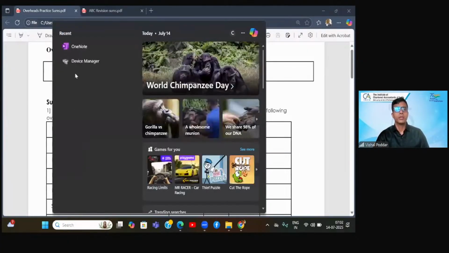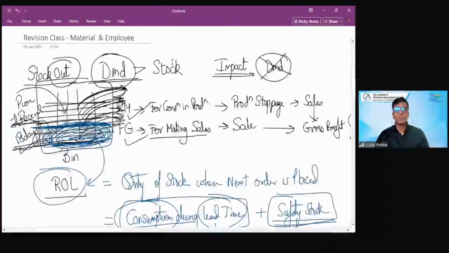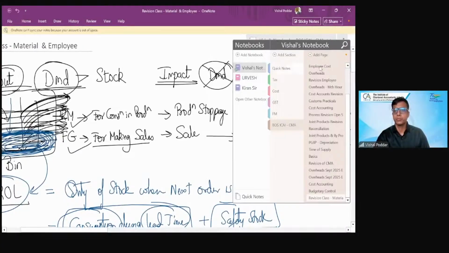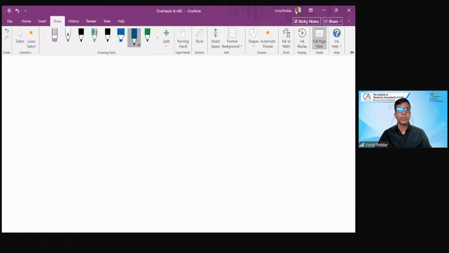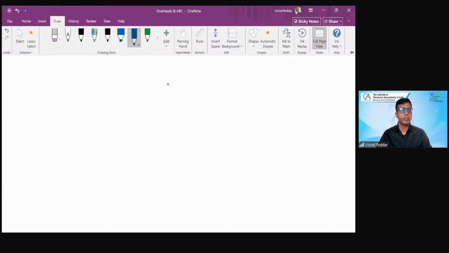So then let me start with today's first topic, which will be overheads. So basically, students, as we all know, in our cost sheet, when we are doing costing, we have to charge. Now, everybody understands the meaning of the word charge. In very simple, crude language, it is add.